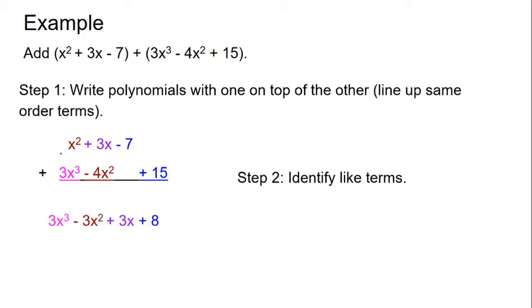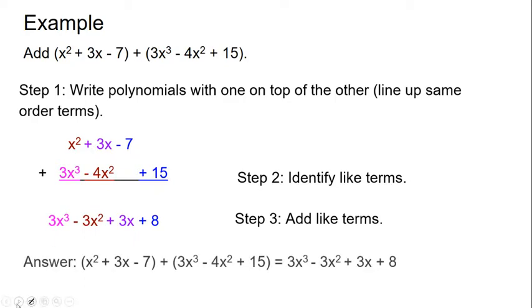So our 3x cubed, there is no other x cubed, so we just get 3x cubed. x squared plus a negative 4x squared gives us our negative 3x squared. Then there is no x term here, plus 3x, so we get 3x, and then negative 7 plus 15 gives us a positive 8. So we added them together. So now we just need to reorder them if they weren't in order, but since we ordered them up at the beginning, when we added them, they're already in order. So that is our final answer. We get 3x cubed minus 3x squared plus 3x plus 8.